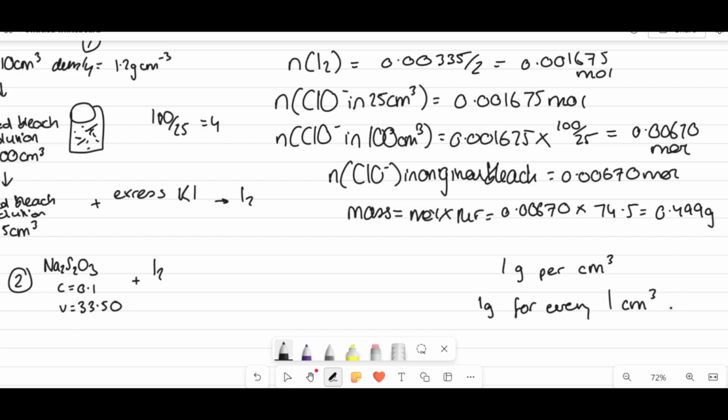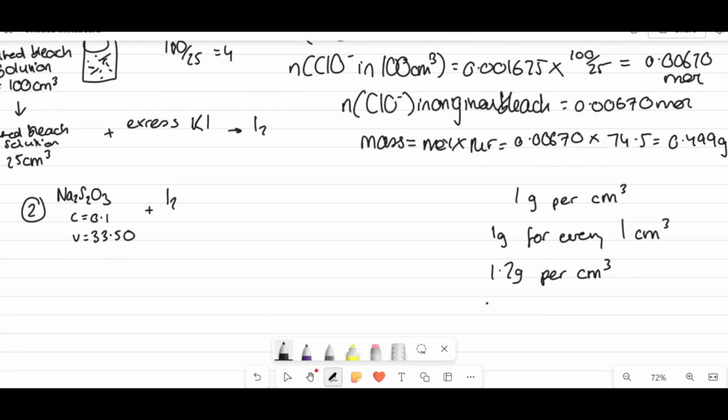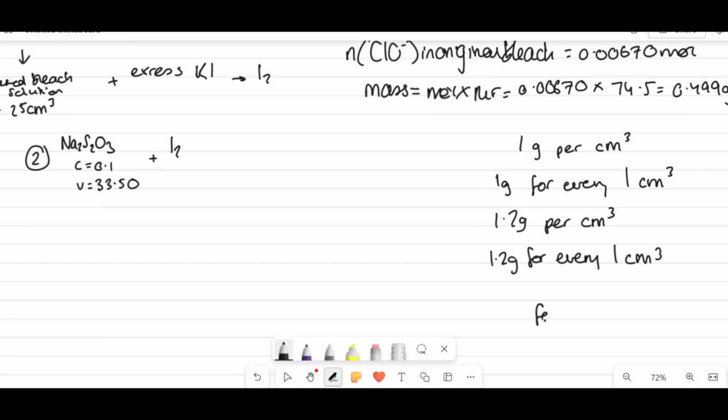That's what it's telling you. Here, we have 1.2 grams per centimeter cubed, which means there's going to be 1.2 grams for every 1 centimeter cubed, because it's still per centimeter cubed. So this question has told us that our volume is 10. So that means we have, for every 10 centimeters cubed, how many grams will we have?